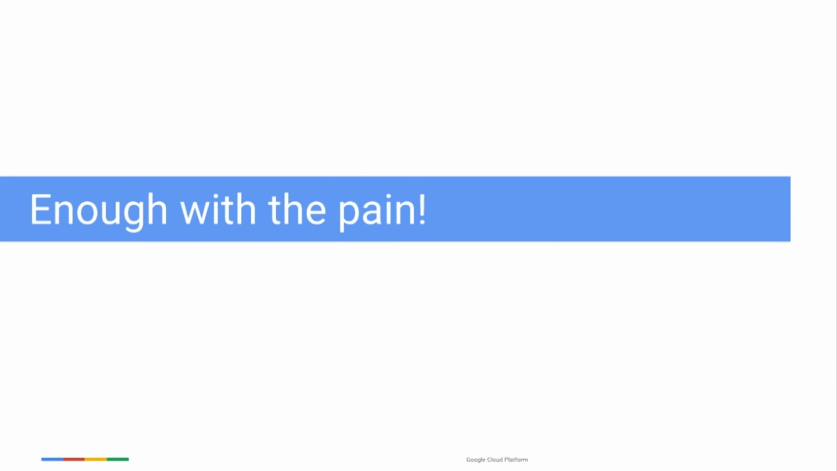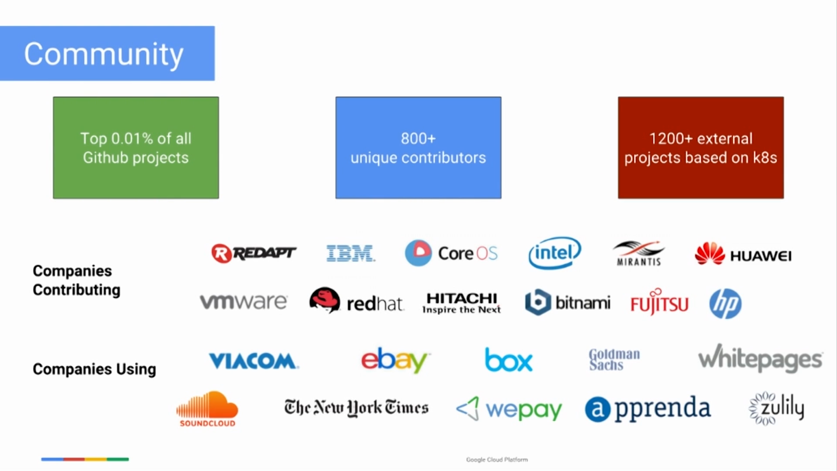So enough pain. I want to talk a little bit about how awesome Kubernetes is. I want to say thank you to everybody who has used Kubernetes, who has sent us a patch, fixed our documentation, filed a bug. You guys are amazing. We are right now in the top 0.01% of GitHub projects. In fact, as of this week, we are in the top 100 projects in terms of stars, top 100 of all of GitHub, which is just amazing to me. We have 800 plus unique contributors in less than 2 years. We have 1,200 projects that are building on top of Kubernetes.